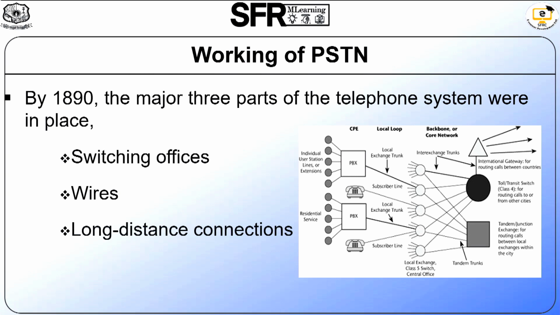Working of PSTN. By 1890, the three major parts of the telephone system were in place. The first one is the switching office, the second one is the wires between the customers and the switching office, and the third one is the long distance connection between the switching offices. Here the diagram represents the working of the telephone system. The small dots represent telephones, the large dots represent the end offices, the squares represent the toll offices, and a dark big circle represents the intermediate switching offices for routing calls to or from other cities, and the shaded square indicates the junction exchange between local exchanges within the city.